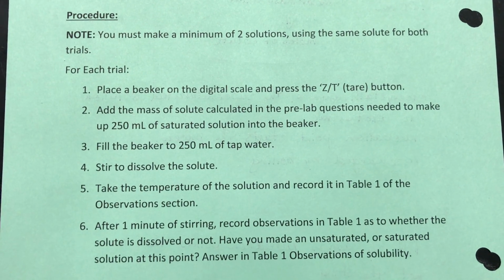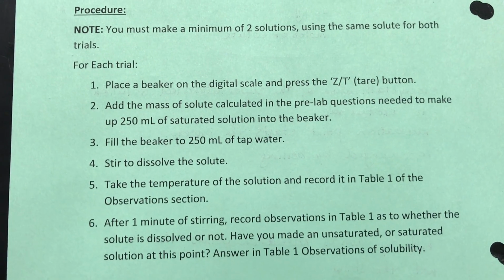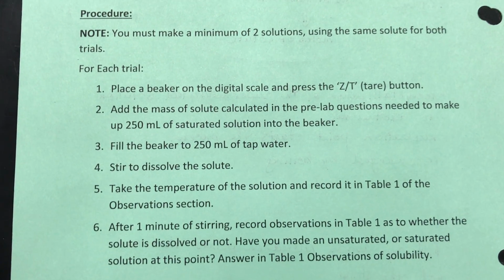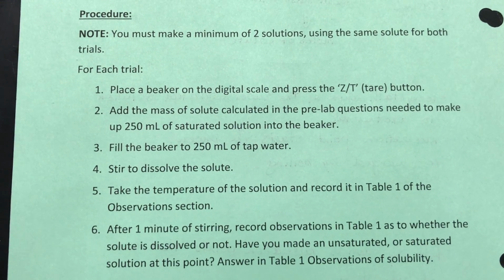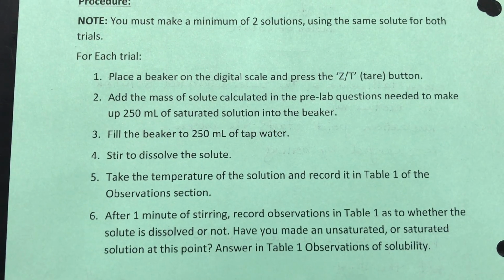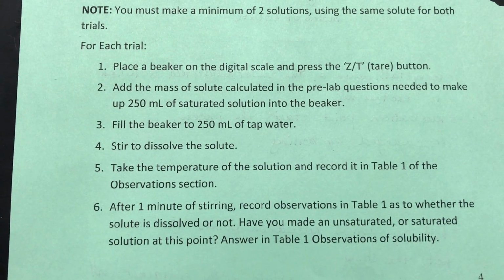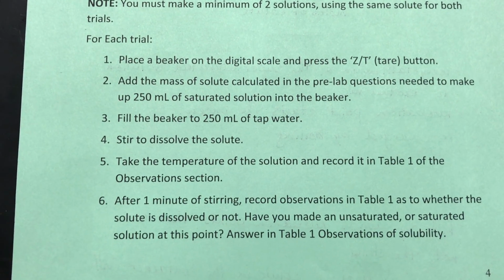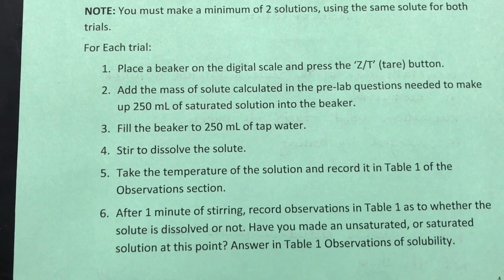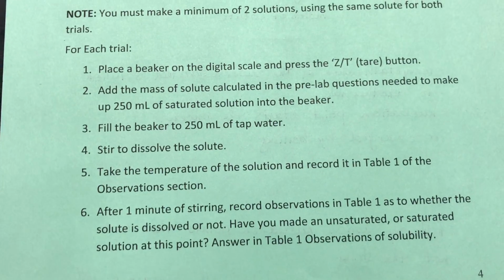So the first part of the procedure is pretty straightforward. What you're trying to do is use the calculated amount of solute to mix that into the 250 mL of water and make a saturated solution. So you're going to take one of your beakers and put it on the scale. You're going to press the Z/T, the tare button, to zero out the scale, and then you're going to put the amount of solute that you've calculated in your pre-lab questions into the beaker. After you've got that, you're going to use your graduated cylinder to measure out 250 mL of tap water and put that in on top of your solute. You're going to stir to dissolve.